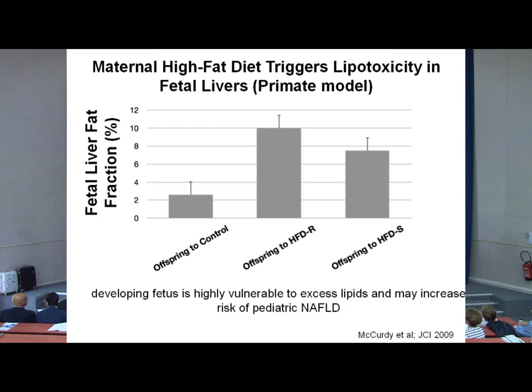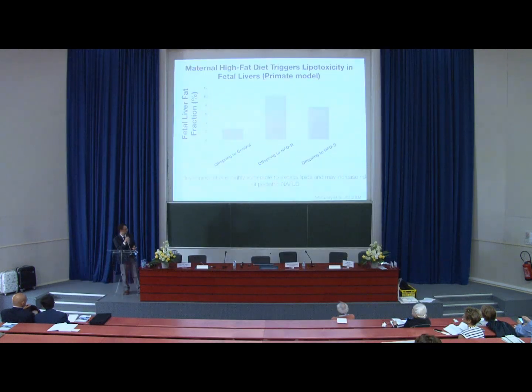The mothers were resistant or sensitive, but in either case, the offspring of those animals, when they actually looked at fetal liver, it was much higher. Fetal liver was more than double in the offspring of the high-fat fed animals. That was one of the earliest metabolic indicators in this model of exposure to maternal high-fat diet.